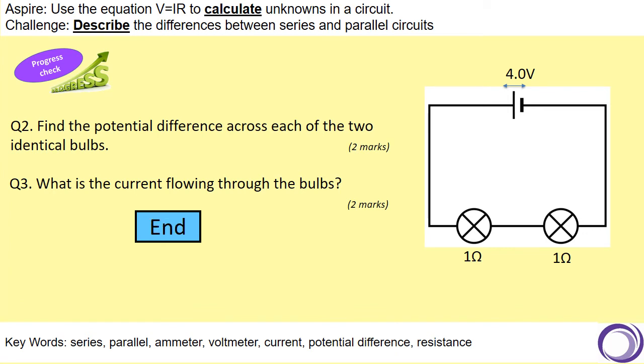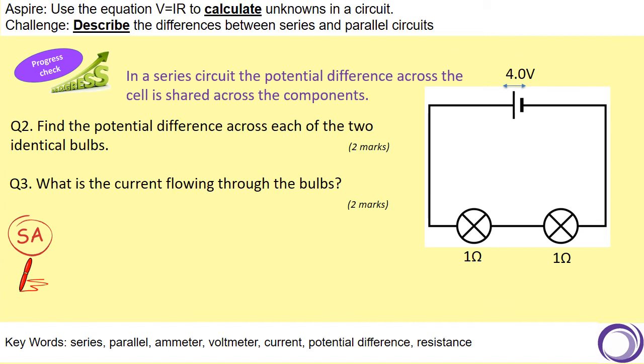Let's look at question 2 first. So we've got 4 volts total across the cell, and that 4 volts is going to be shared. And because the bulbs have got the same resistance, they're both 1 ohm, it'll be shared equally. So in a series circuit, potential difference across the cell is shared across the components. So we'll have 2 volts across that one, 2 volts across that one, which gives us the 4 that we've got total at the top. Mark each for those. So 2 volts and 2 volts.